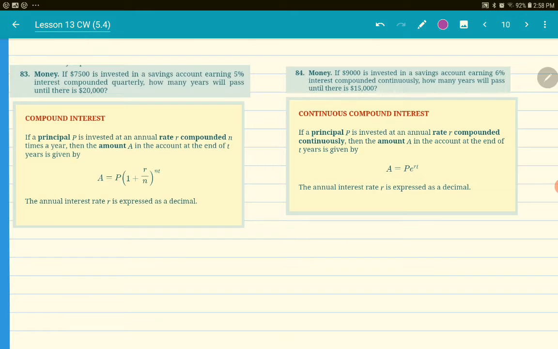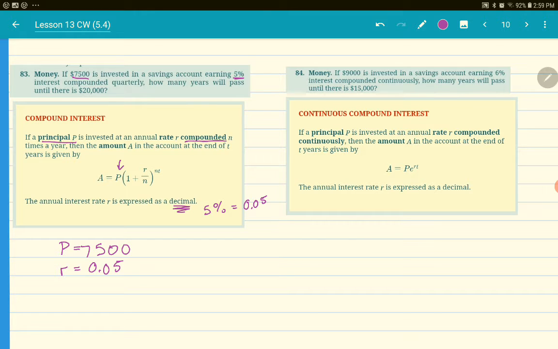For 83, if 7,500 is invested, that's our P. I forgot to mention that one. The P, principal, is the amount that's initially invested. So here our P is 7,500, into a savings account, and it's earning 5%. That's my rate, and I have to express that as a decimal. So 5% as a decimal, you divide by 100 and you get 0.05, so 5/100ths.